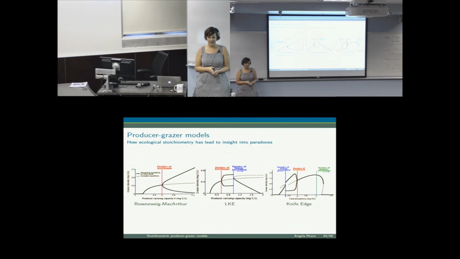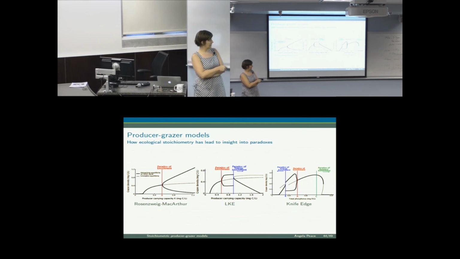Stoichiometry can also lead to some non-intuitive paradoxes that you can see in these models. First, just to recall, Rosenzweig and MacArthur had that paradox of enrichment, which you can see right here at this Hopf bifurcation. If you have this system and you enrich it, you'd move to the right a bit and start to get into a cycling regime. So it destabilizes this equilibrium here. That was called the paradox of enrichment.